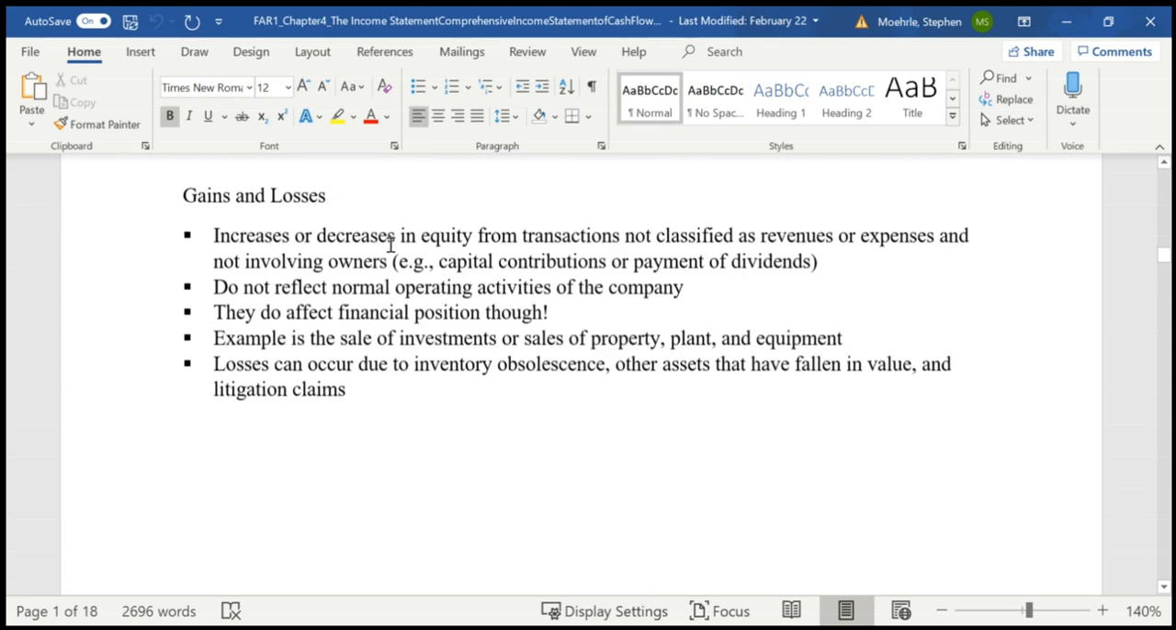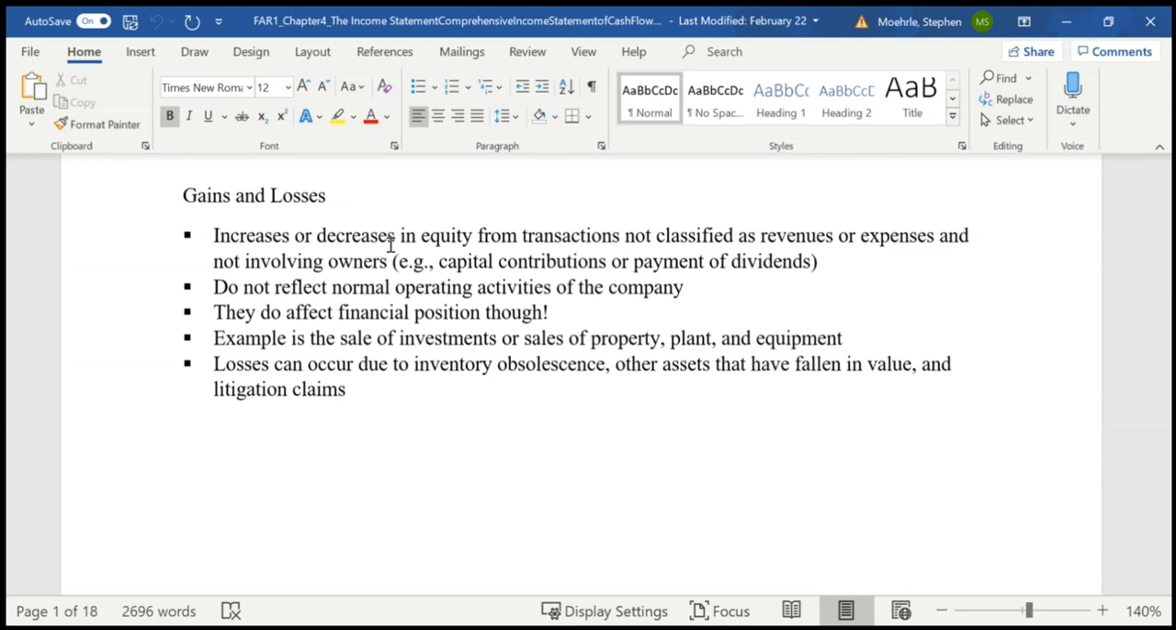So let's talk about what gains and losses are as opposed to revenues and expenses. Gains and losses are increases or decreases in equity from transactions that are not classified as revenues or expenses. They also do not involve owners, such as capital contributions, where the owners contribute cash and get stock, or return of capital to owners via dividends. They do not reflect normal operating activities of the company. They do affect financial position, though. An example is the sale of investments or the sales of property, plant, and equipment.